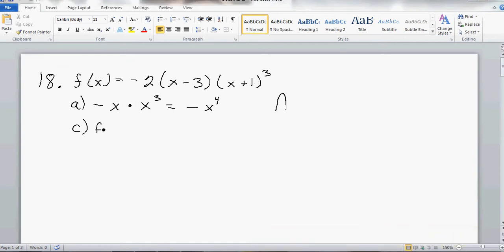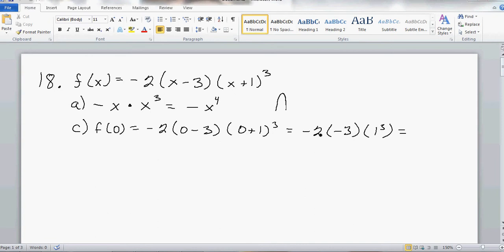Okay. C, part C, asks us to find the intercepts. Well, we can find f of 0. F of 0 would be -2 times (0 minus 3) times (0 plus 1) quantity cubed, which equals -2 times -3 times 1 cubed. Well, 1 cubed is 1, and -2 times -3 is 6. So we have 0, 6 as the y-intercept.